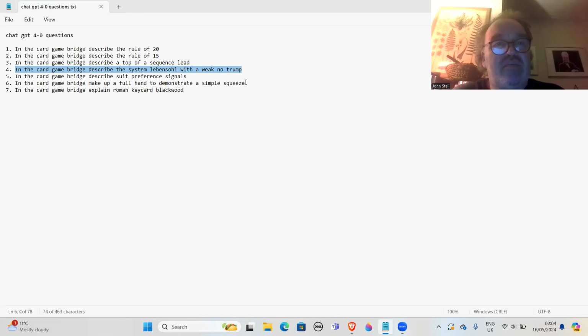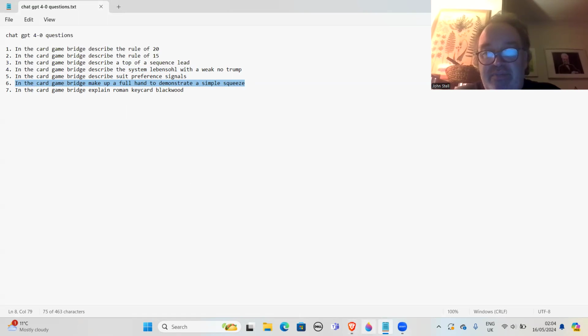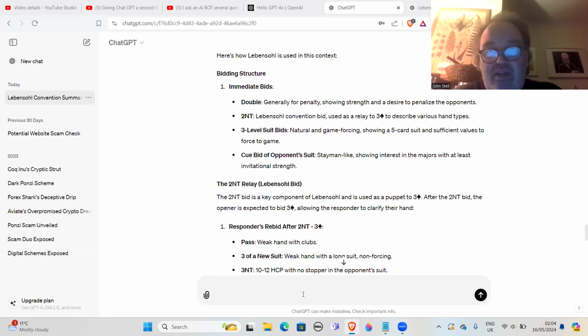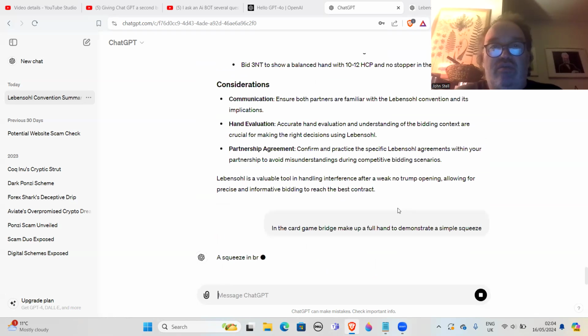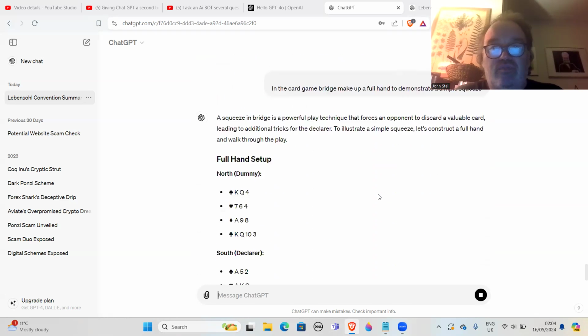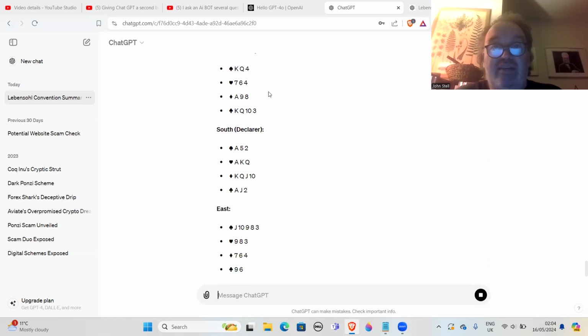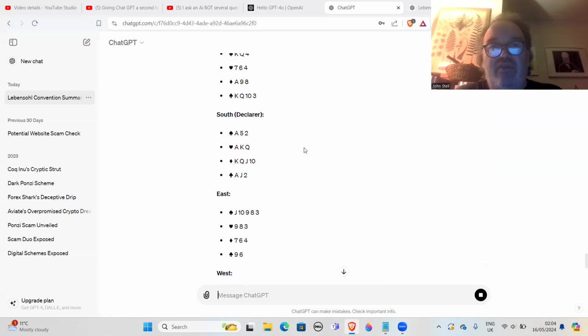Let's try this one. I'm going to miss out the suit preference thing. Let's try a really hard question. So in the card game bridge, make up a full hand to demonstrate a simple squeeze. I think this is going to be really difficult. Last time I did this, it created hands with like 14 cards in it and things like that. So I think it'll struggle. Oh, so it's putting out hands anyway. Oh, it's getting full hands out.